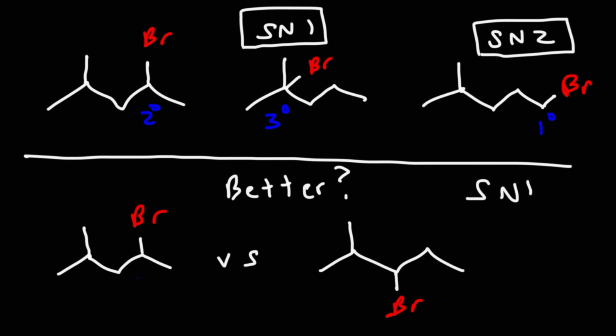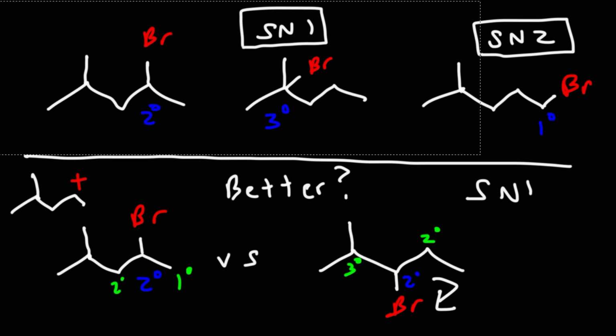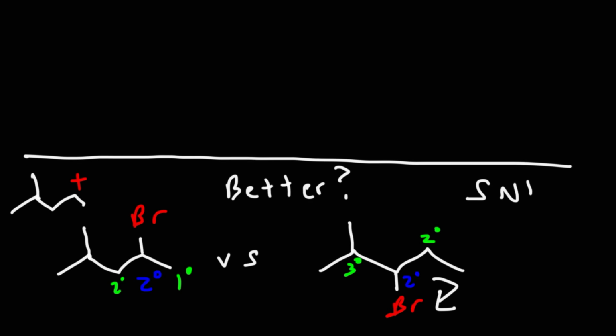Now in both cases we have a secondary alkyl halide. Now this one is adjacent between a primary and a secondary. This one is between a secondary and a tertiary. This one is going to win because of carbocation rearrangements. When the bromine atom leaves, we're just going to get a secondary carbocation, which is 2 carbons away from the tertiary carbon. When the bromine atom leaves here, we're going to get a secondary carbocation that's adjacent to a tertiary carbon.